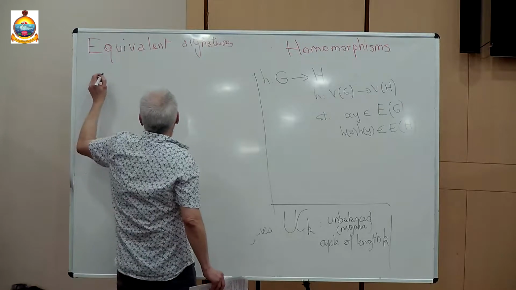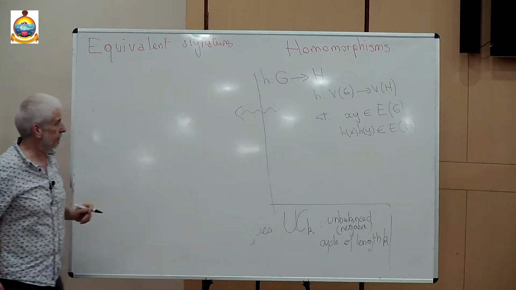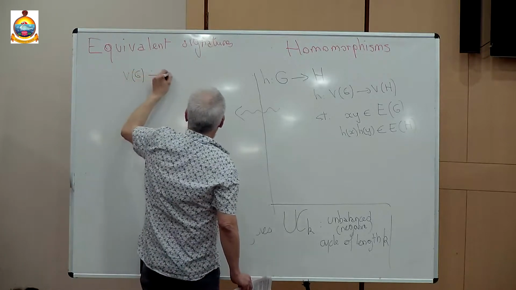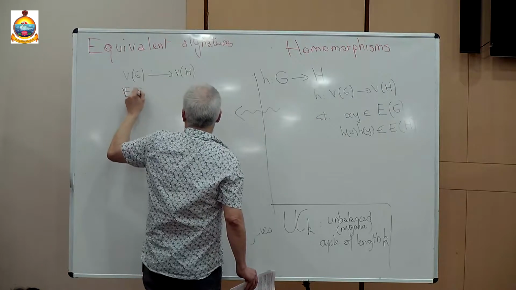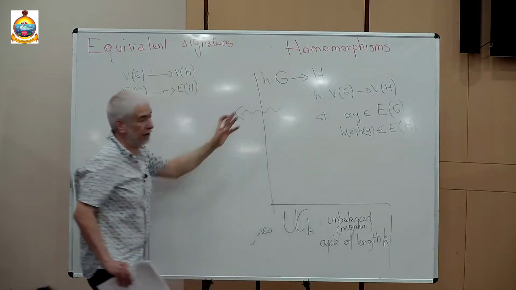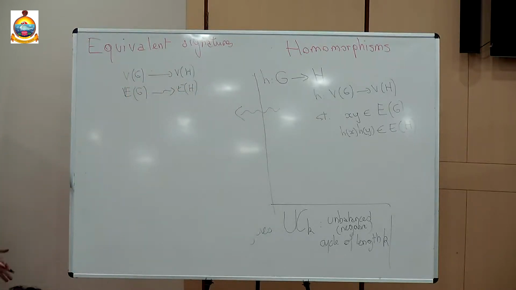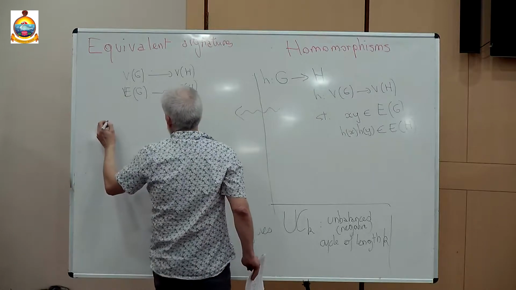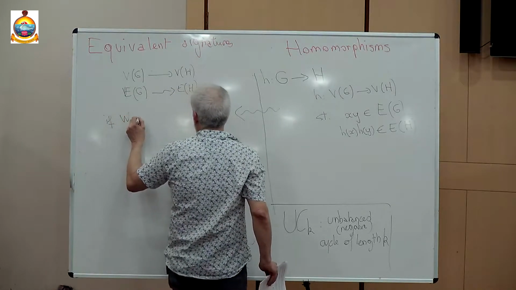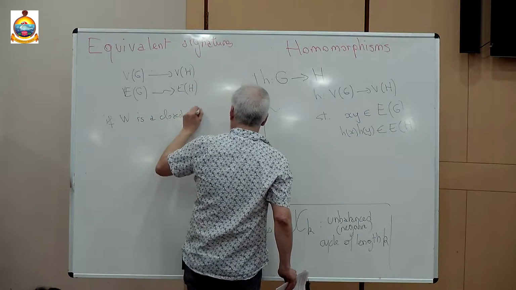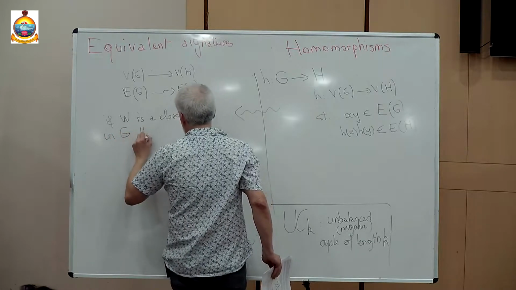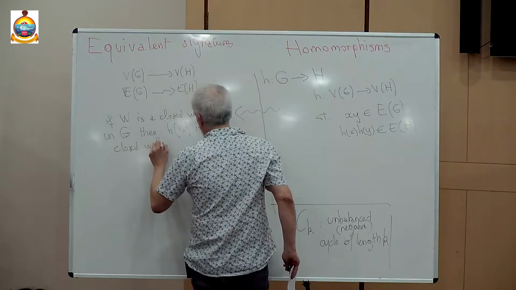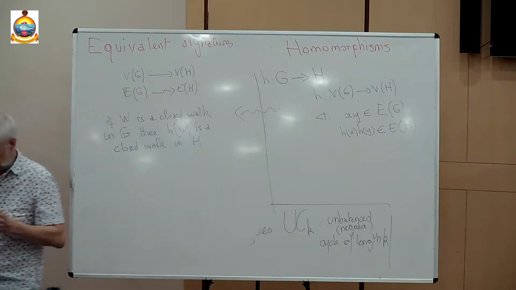I define such a homomorphism using two mappings, one for vertices and one for edges. I map vertices to vertices, edges to edges. I can use the same h, it's not important. We know what we are dealing with, but the condition now is that if W is a closed walk in G, then its image is a closed walk in H. Okay?